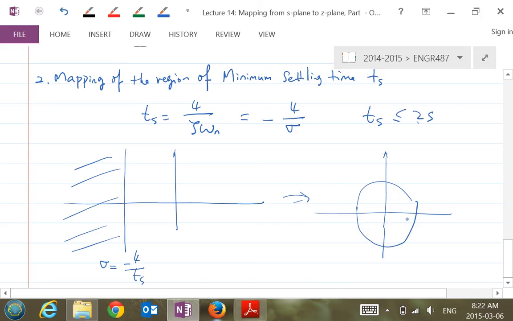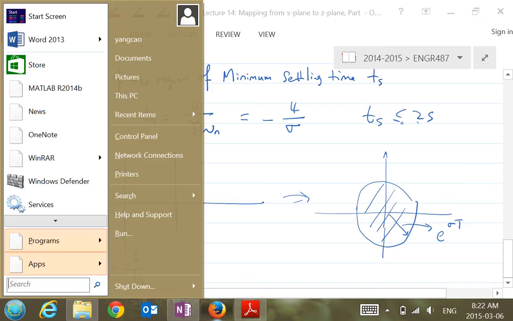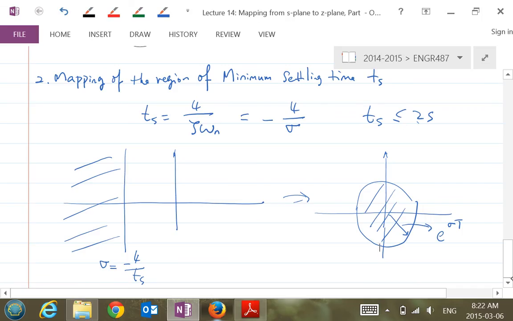Okay, this line is mapped in a circle here, and that circle's radius is e to the power sigma t. Now what we want is that we cannot pick a pole on the right side of this straight line. We can only pick a pole on the left side. Which means in the z plane, right after the mapping, you can only pick a pole within this circle here. Does that make sense? And include the circle, as long as you include this equal sign here. Okay, so that's the idea of this second one.